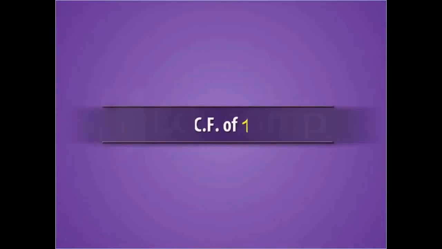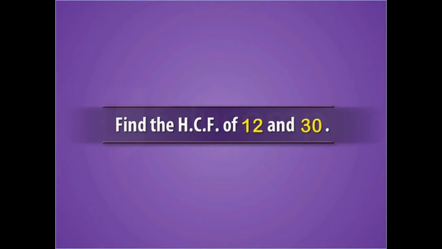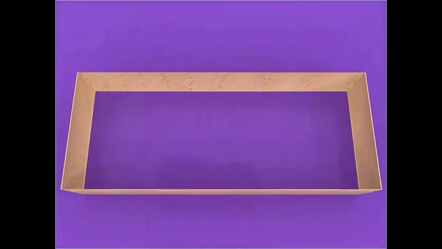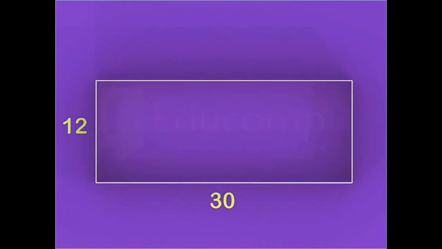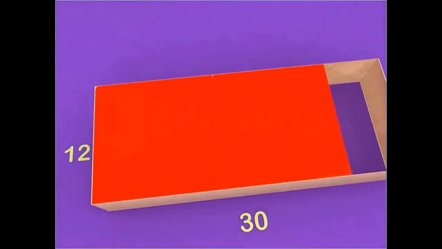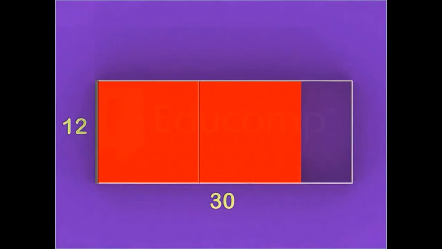Now let us consider an example to understand Euclid's division algorithm. Suppose you need to find the highest common factor of 12 and 30. Make a rectangle whose dimensions are 30 by 12. Now cover the rectangle with square tiles having side length equal to the smaller side of the rectangle, that is 12. Now the remaining rectangle has the dimensions 12 by 6.